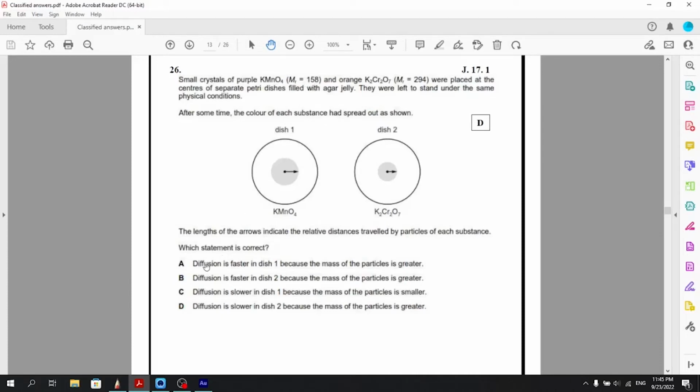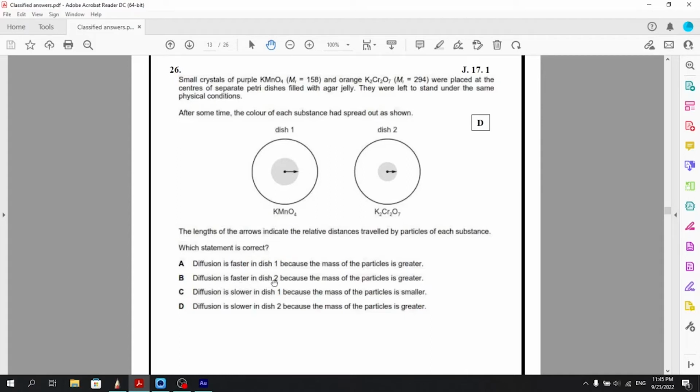Which statement is correct? Diffusion is faster in dish 1. Okay, up till now that's correct. Because the mass of the particles are greater. No, that's incorrect. If the mass of the particles are greater in size, that means that the diffusion rate will be slower because they are heavier, so it will be hard for them to move.